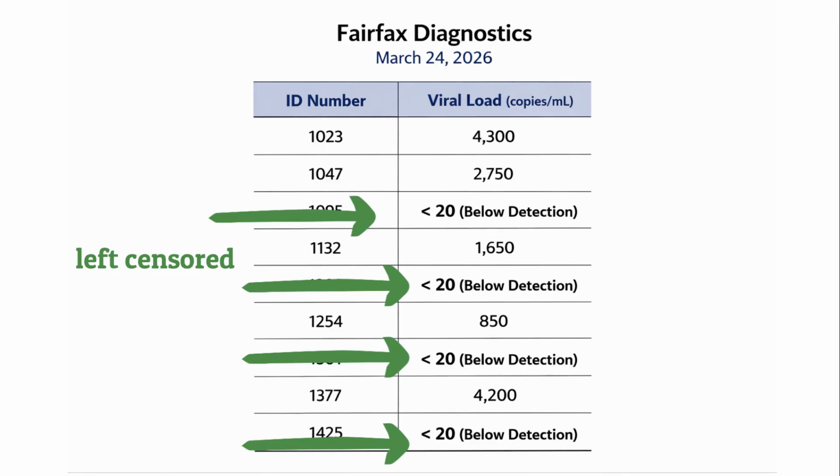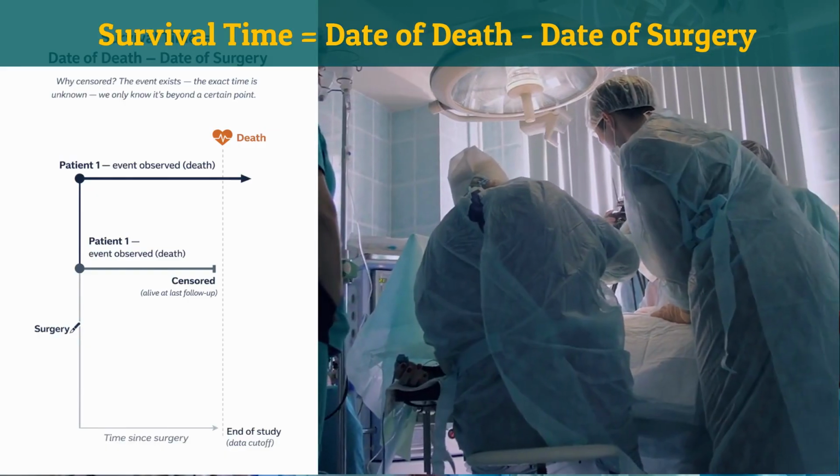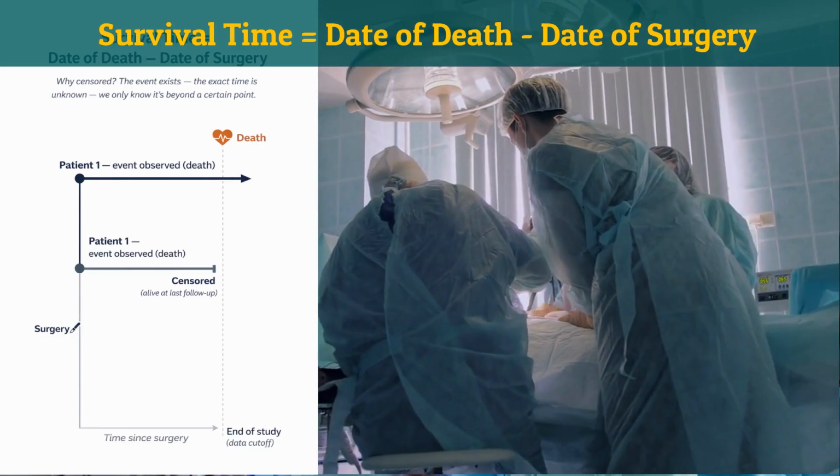On the other hand, these are left censored, because the true viral load is unknown, but below a detection limit, here 20 copies per milliliter. Censored data often arise in studies where the outcome is time to death.